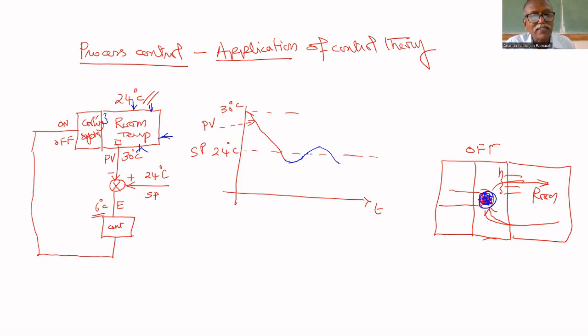As I said earlier, it happens like this. It oscillates around a set point. Are you able to follow? It never becomes 24. It oscillates around the set point. This type of controller is called an on-off controller. Do you understand this?